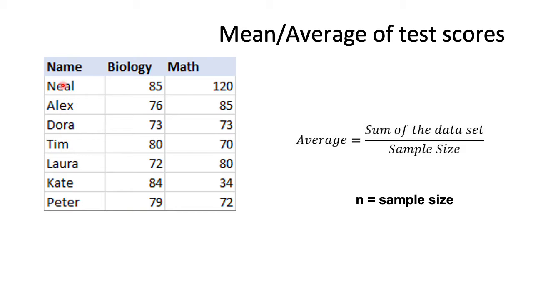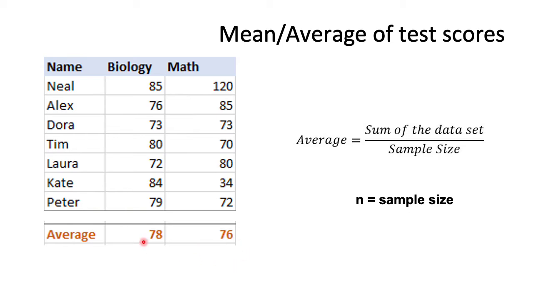So here are the students. 7 students are the sample size, so in this case n equals 7. The sum of the scores of biology divided by the sample size of 7 will give me the average. Same thing for math. The sum of the scores divided by the sample size of 7 will give me the average. In this case, the average for each exam is 78 and 76.